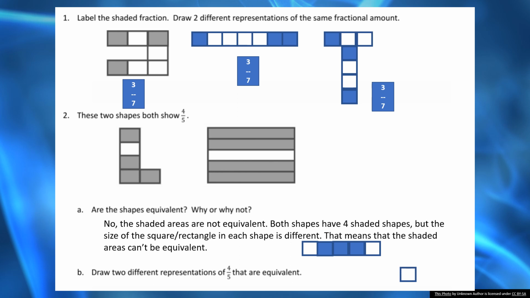And here's my second one. Didn't get too fancy. But still 5 squares, and 4 of them are shaded. So it's still 4/5. And I just made sure that I used about the same size squares for both to make sure that they were equivalent or equal.